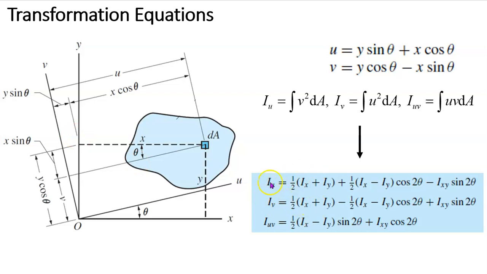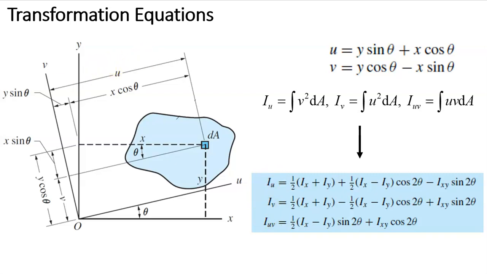And we derived these three equations here quite simply. Now, since it's clear that Iu varies with theta, there must be a possibility that there exists a maximum Iu and a minimum Iu. These are called the principal moments of area, or the maximum moment of area and the minimum moment of area, right? So what we want to do is derive expressions for the maximum and minimum moments of area, or the principal moments of area. And we also want to look at what happens to Iuv when Iu is a maximum or a minimum, right?